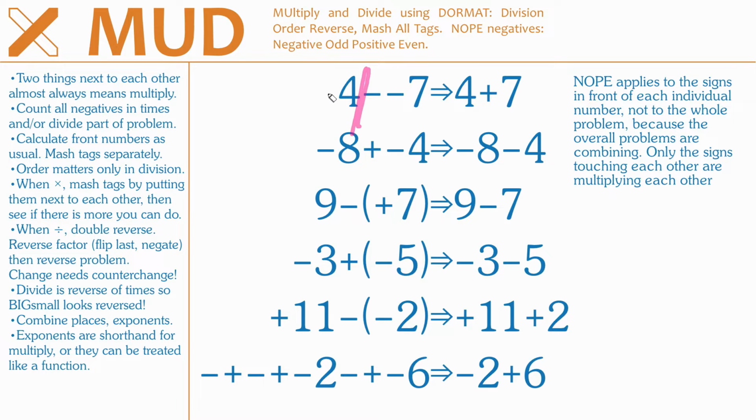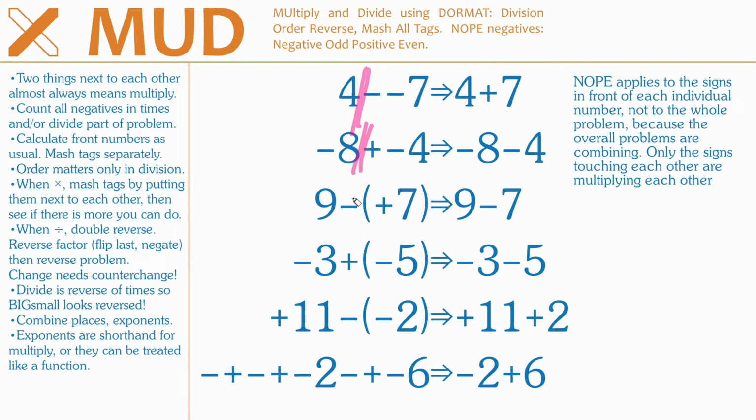So I look at the positive 4 separately from the negative 7. We have 2 parts to this problem. They are divided there at the term boundary, just like that. So I only count these 2 negatives to figure out what the 7 is, and I only count what's in front of the 4, to the left of the 4, to figure out the 4.